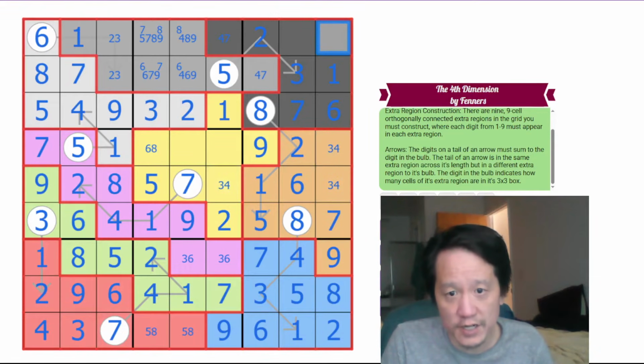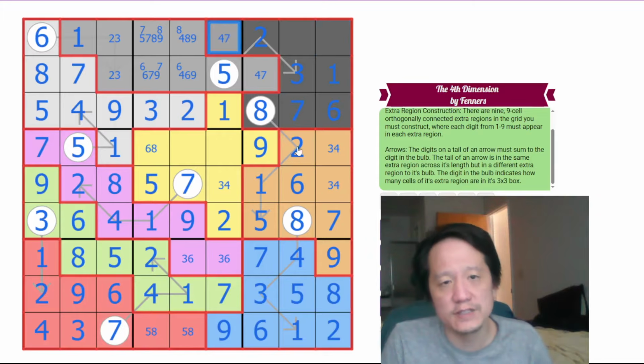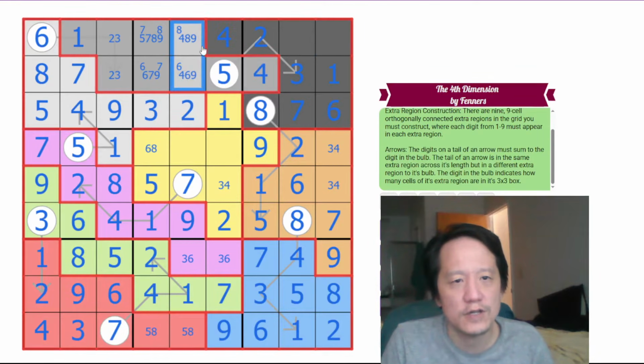That leaves us 3 or 4. The remaining digit in column. This 7 eliminates 7 in the dark region, so this is 4. It also eliminates 7 here, it's 4. These can't be 4 anymore. This 4 eliminates 4 in the column, so this is 3. That makes this 4, which makes that 3.